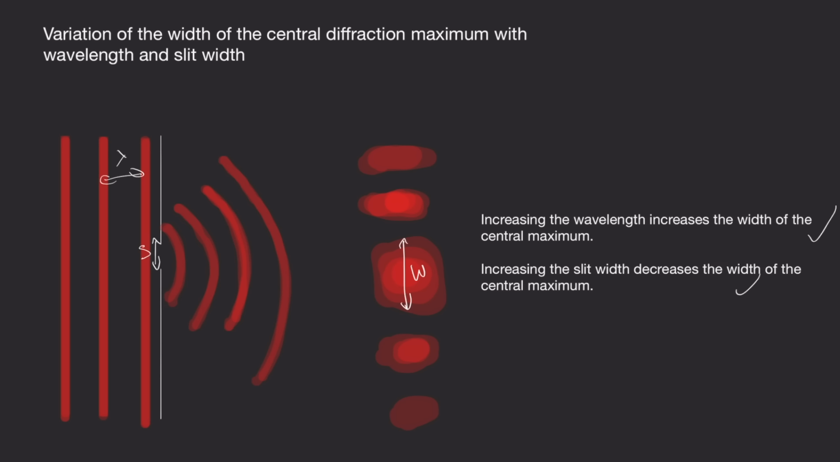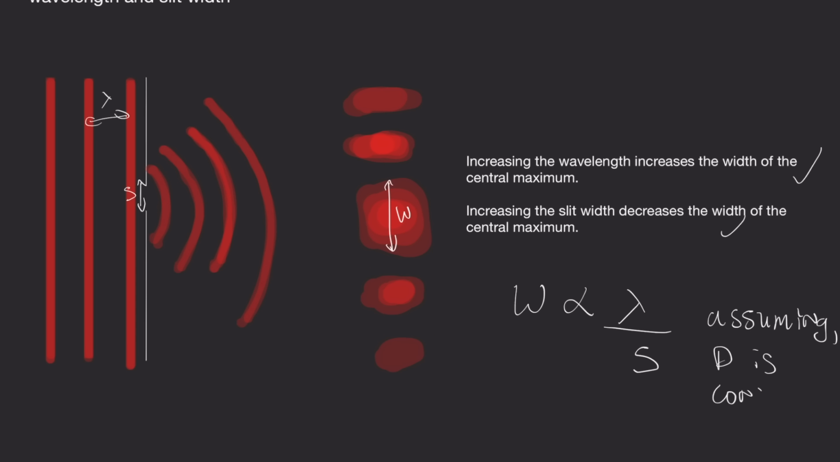I personally find it quite useful just to remember that the width of the central maximum is proportional to lambda divided by s, assuming everything else is constant. For instance, the distance to the screen, typically given the capital D letter, is constant.